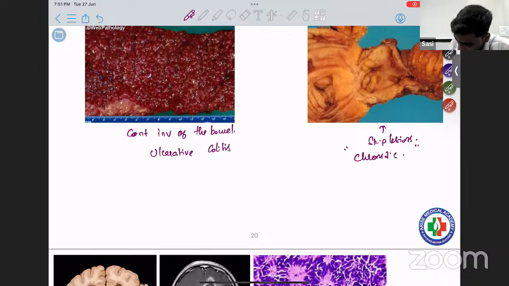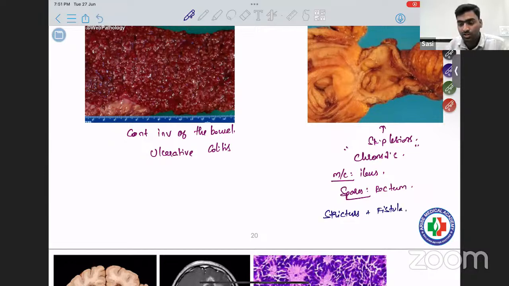We know the most common site affected in a case of Crohn's disease is the ileum, whereas it spares which structure? Yeah, you are getting it correct. It spares the rectum. And in the case of Crohn's disease, there will be formation of strictures along with fistula. Whereas in the case of ulcerative colitis, there will be a continuous involvement, and the most common structure involved is the rectum.